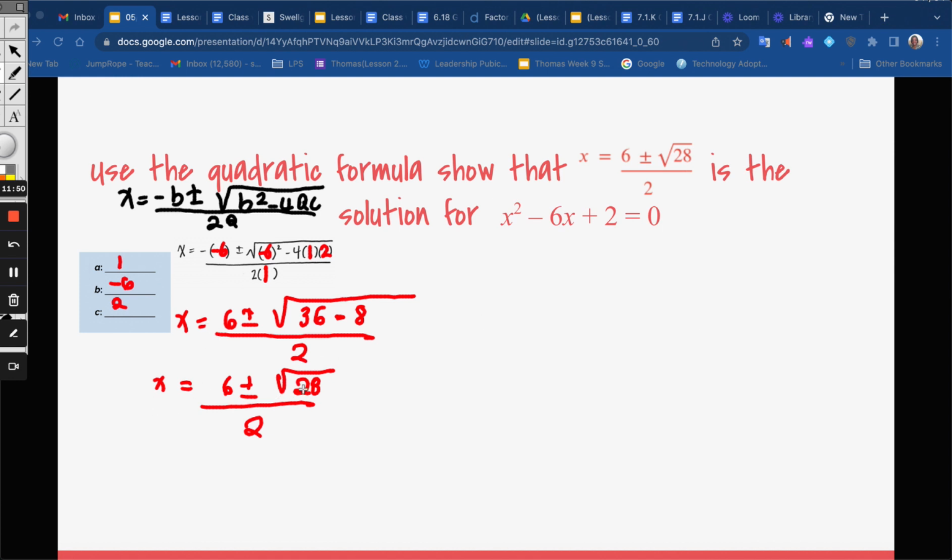When the answer under the radical sign is not a perfect square, feel free to leave the square root or the radical sign in your answer. So we have 2 solutions for x. x is going to be equal to 6 plus the positive square root of 28 divided by 2, or x is equal to 6 minus the square root of 28 over 2. There you have it.